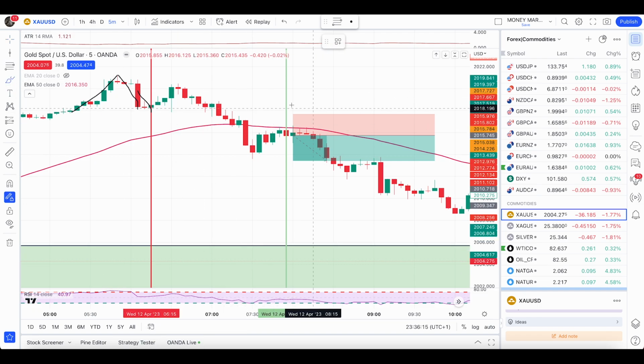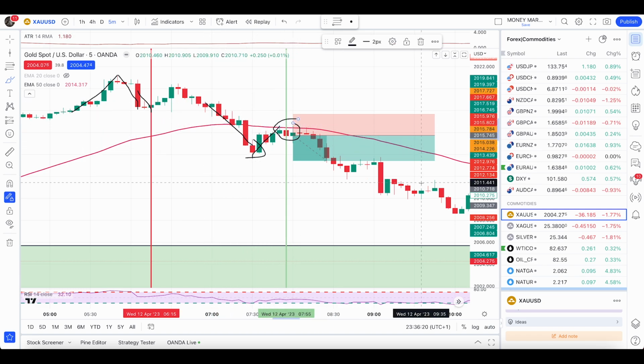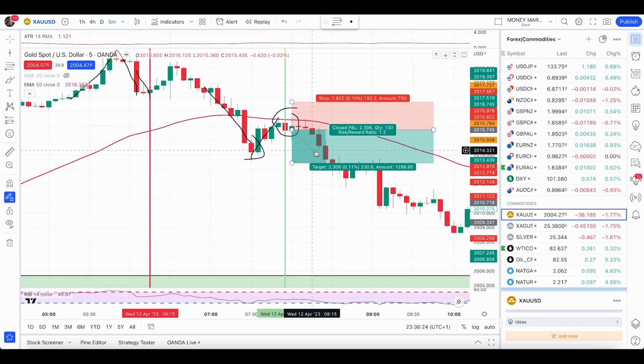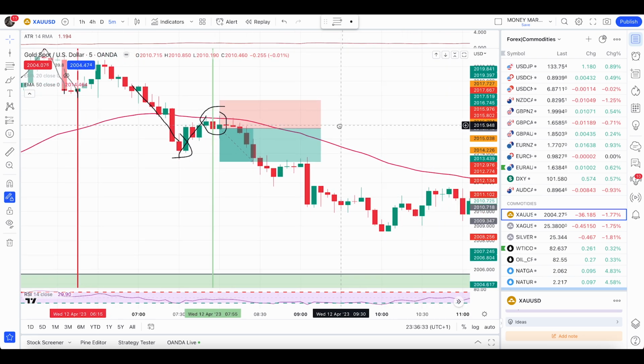What do we have? Price breaks below 50 EMA. We had a pullback, bearish engulfer, and with that, as you can see, we had a nice take profit of $2.3 hit using 1.2 to 1 risk to reward ratio. So another winning trade. Now let me show you another trade.